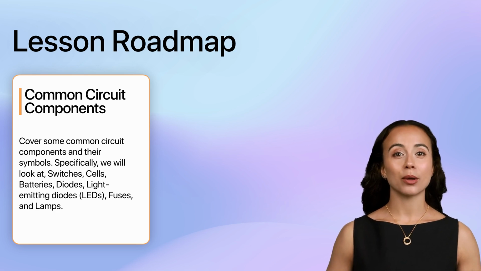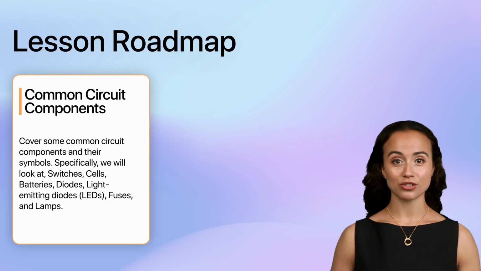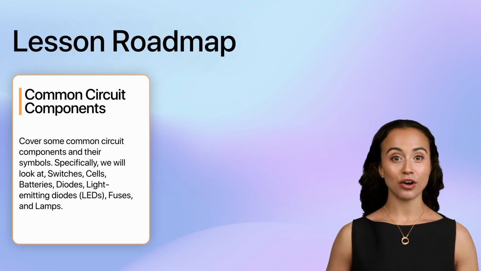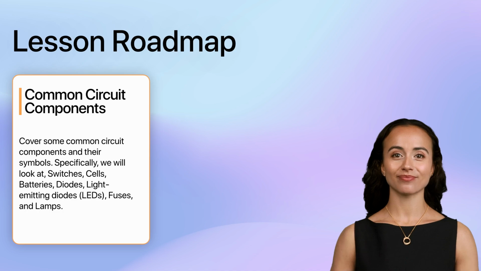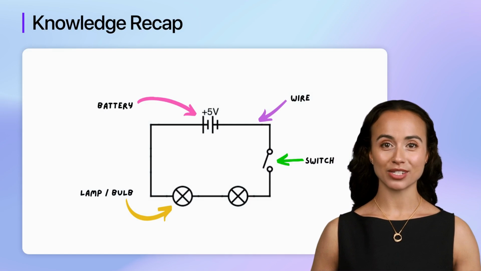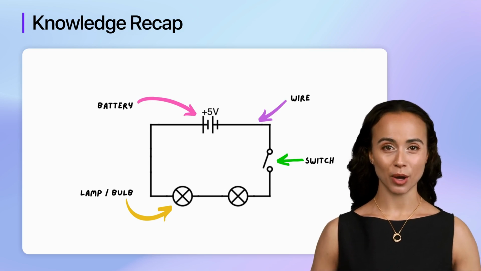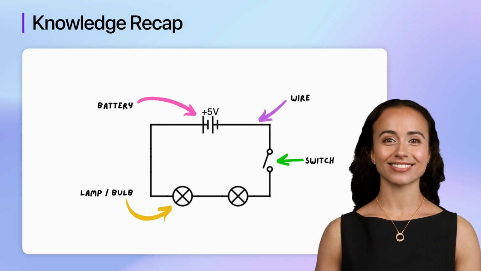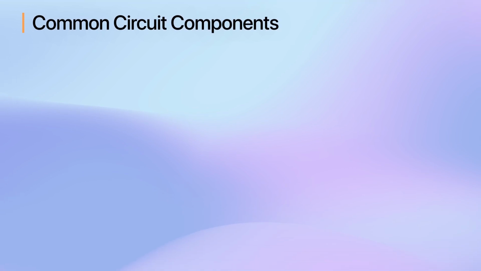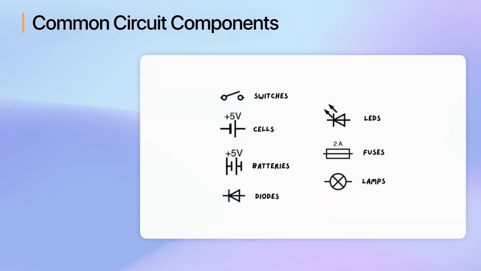There are other essential components that are covered later in this course, such as resistors, variable resistors, thermistors, light-dependent resistors, ammeters, and voltmeters. In our last lesson, we discussed circuit diagrams and the main components of a circuit. Today's lesson will build on that and dive more into the specific components. Let's get started! Electrical components are represented by specific symbols in circuit diagrams, which provide a simplified way of understanding how a circuit functions. Let's start by looking at switches.